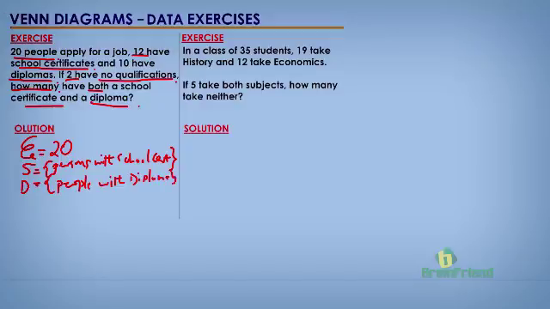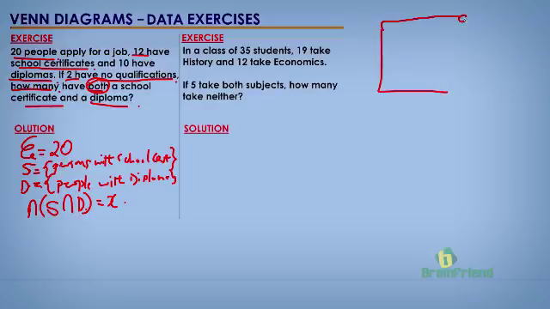We are required to find the cardinality of the intersection between S and D. That is the number of persons that have both school cert and diploma. That will be the intersection between our set S and our set D. This is what we are required to find. Let's quickly draw our Venn diagram from the information we have so far.